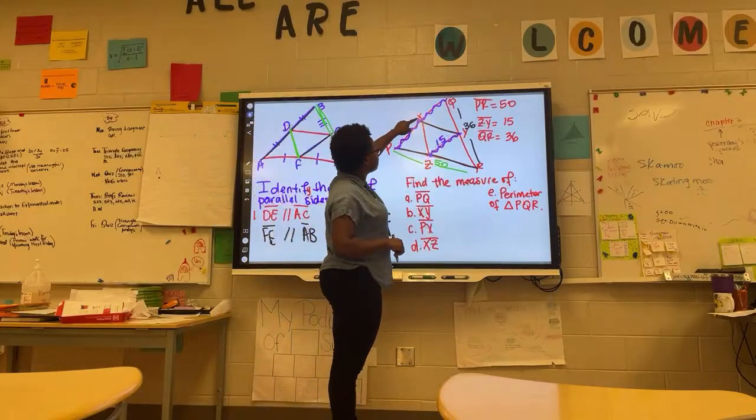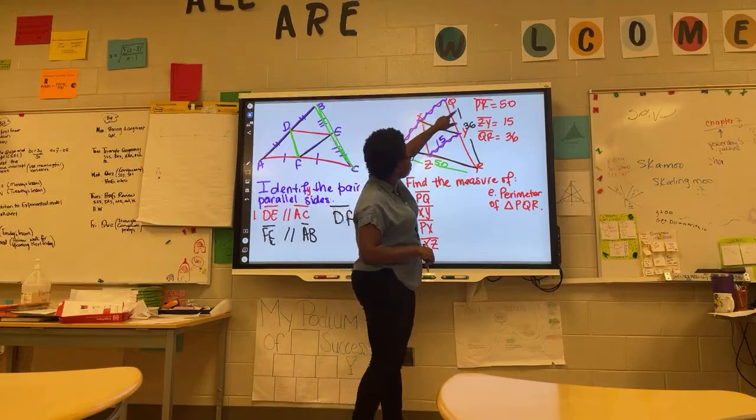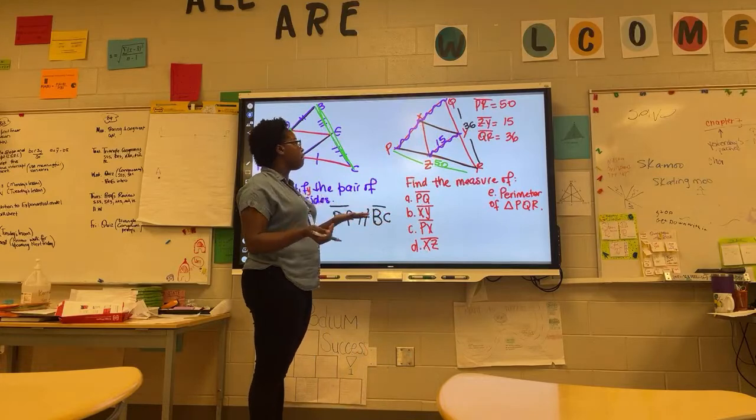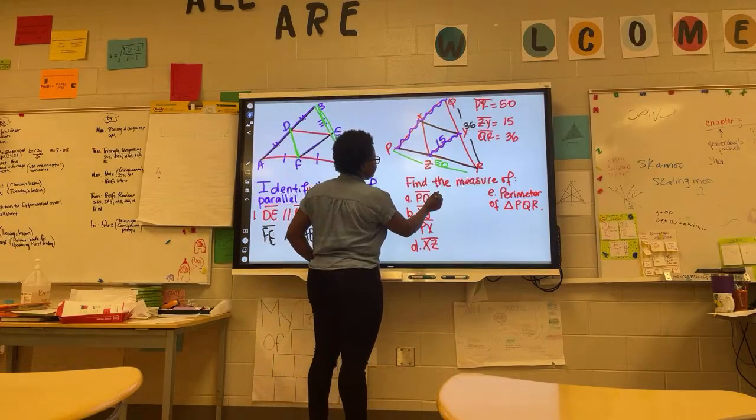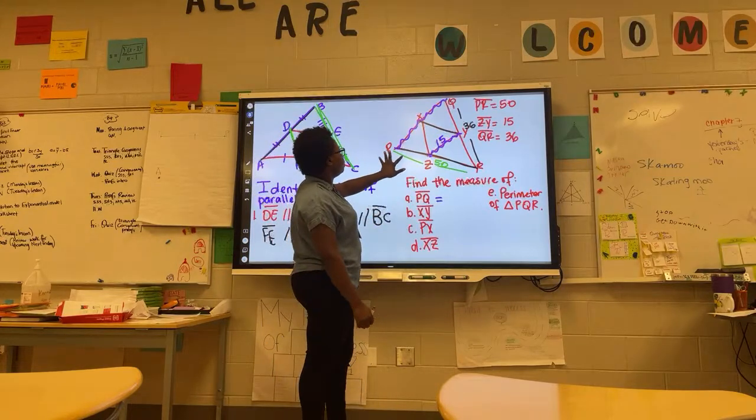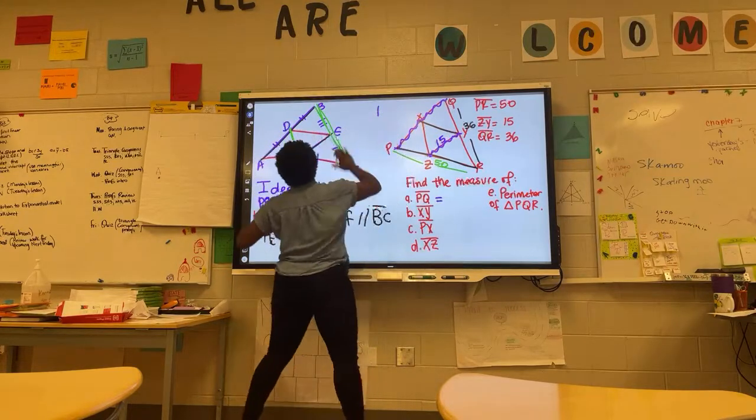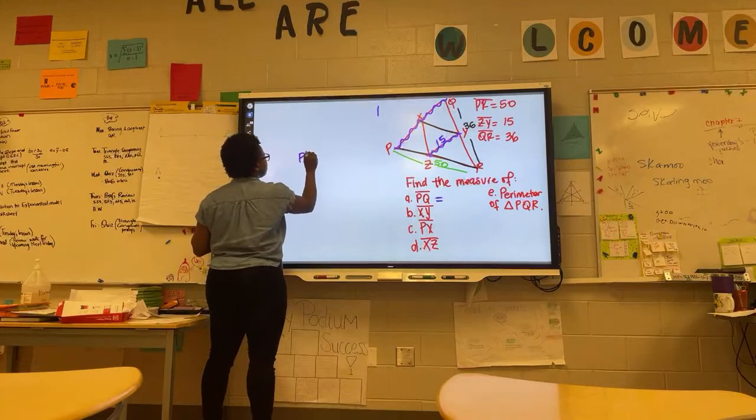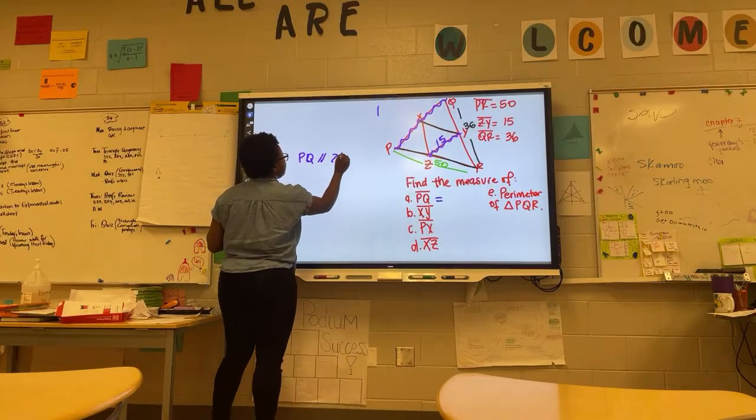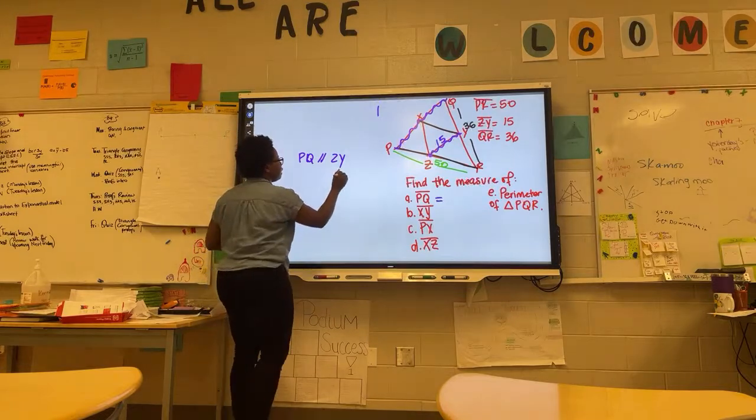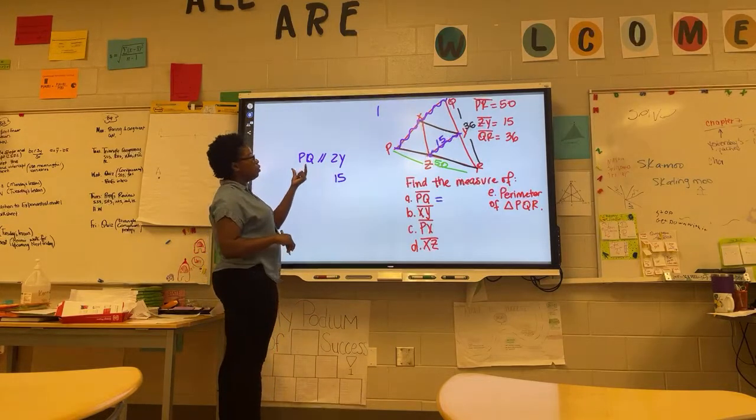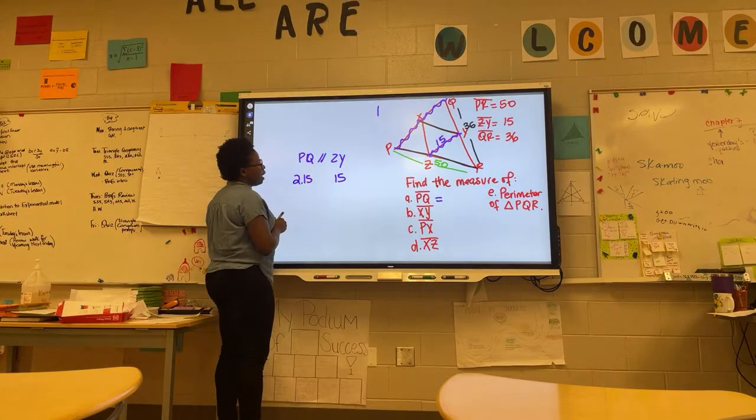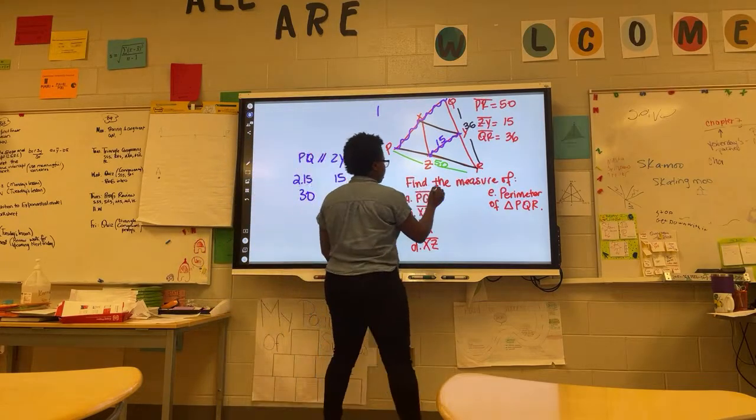And we know that XZ is parallel to QR. So once we know that, we can now use the concept of it being twice or half the measure. So they want us to find PQ. Let me erase this side since I'm done with it. We know that PQ is parallel to ZY. So ZY is 15, being the shorter length, and PQ is going to be twice this length. So PQ is 2 times 15, so PQ is equal to 30.